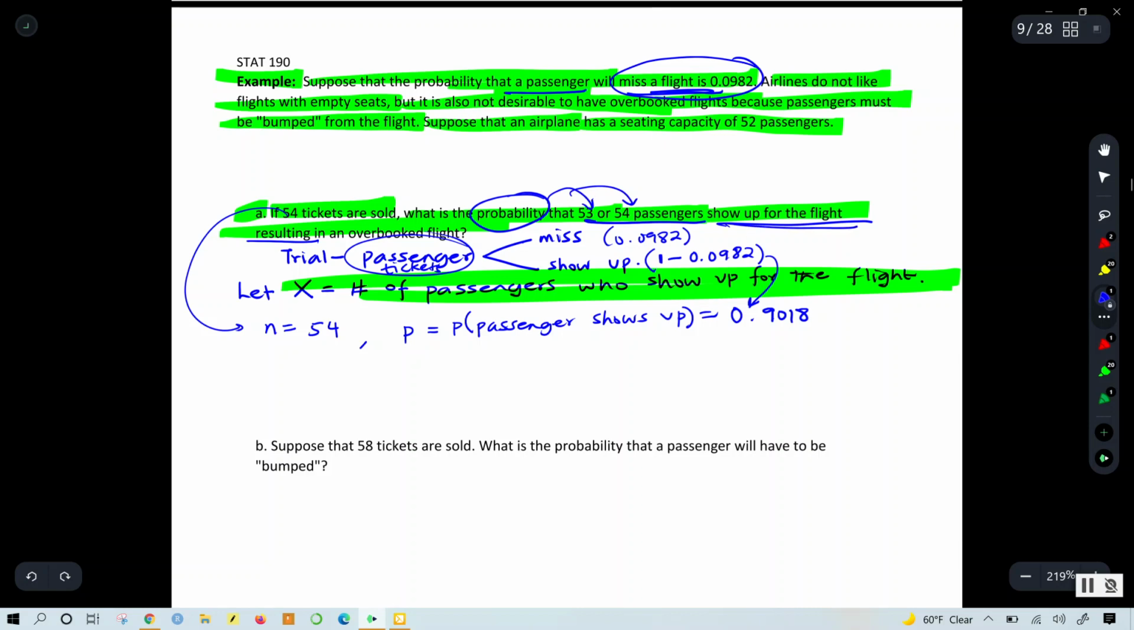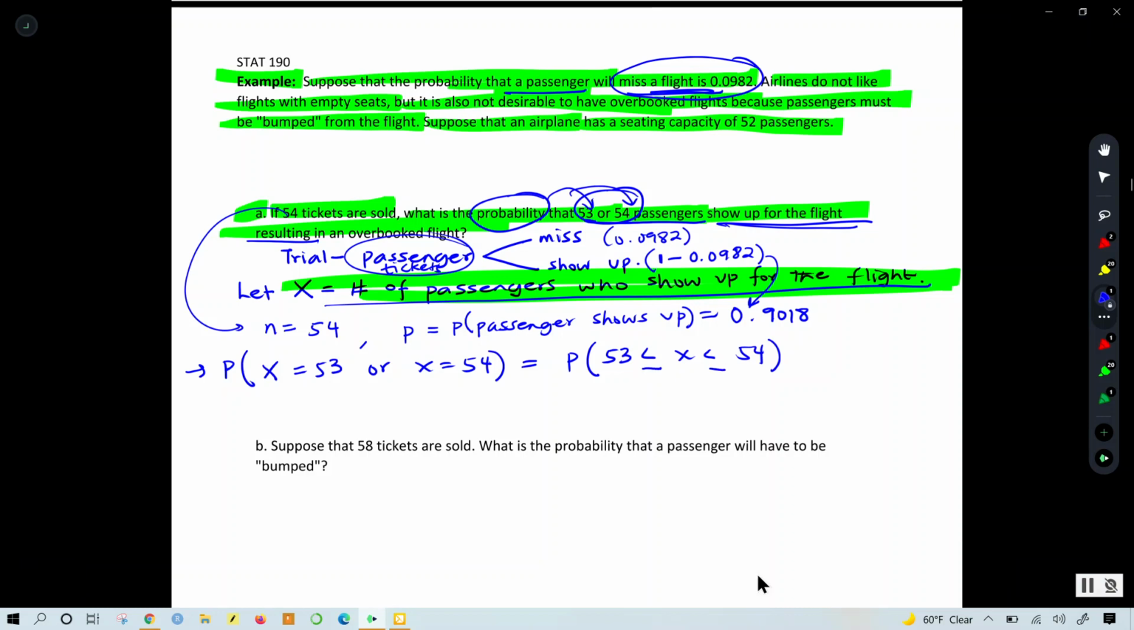Then, with that said, we now proceed to finding the probability that 53 or 54 passengers show up for the flight. That will be the probability that x, the number of those who show up for the flight, is either 53 or 54. This gathers the probability between 53 and 54 inclusive. So we go into StatCrunch and key in the relevant parameters. That is n equals 54 and probability of success 0.9018.